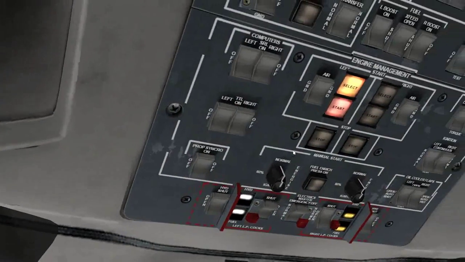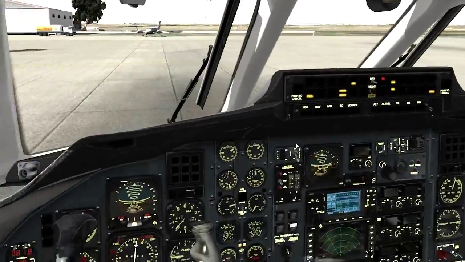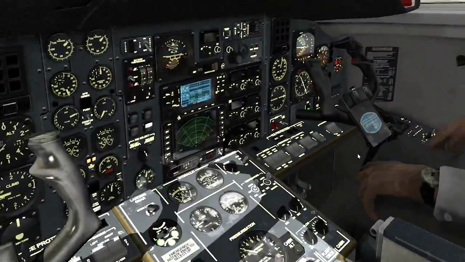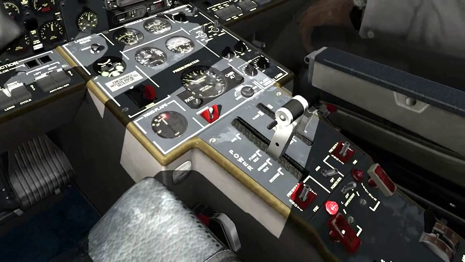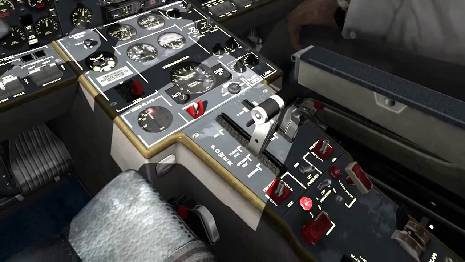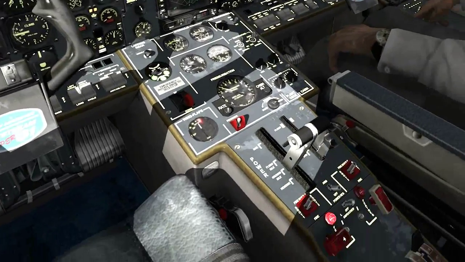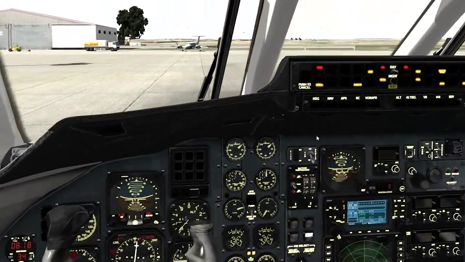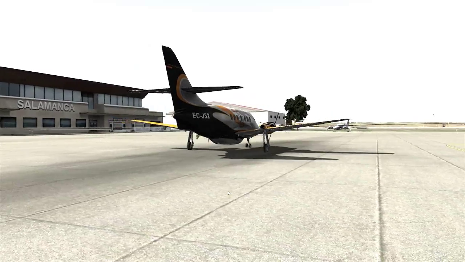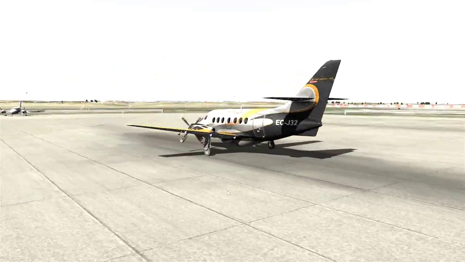it's 700, and we have an engine fire. So we have to act quickly. We have to put here engine fire, and we could go outside.